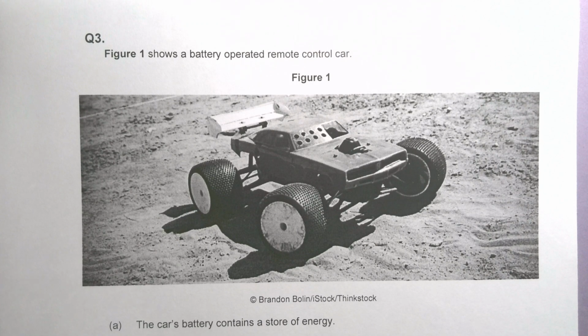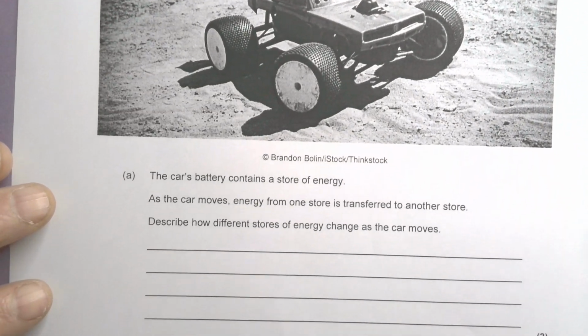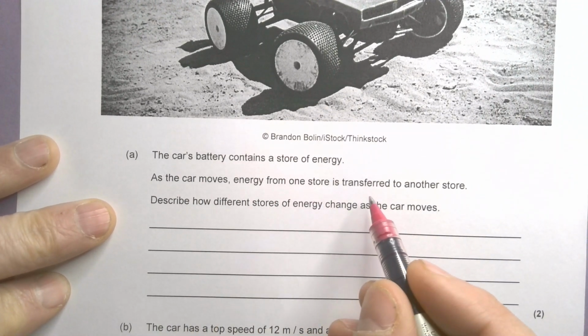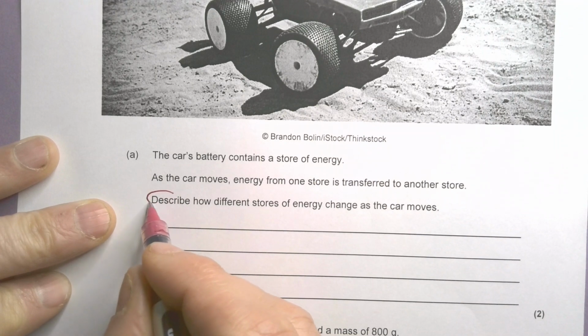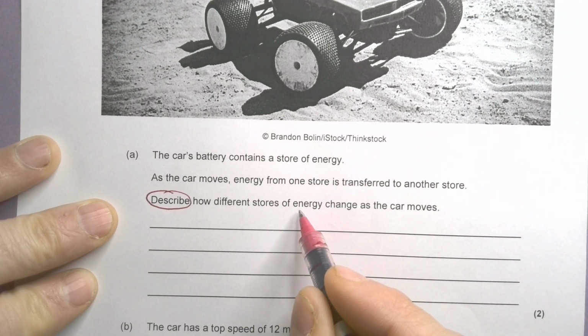Question 3. Figure 1 shows a battery operated remote controlled car. The car's battery contains a store of energy. As the car moves, energy from one store is transferred to another store. Describe how the different stores of energy change as the car moves.